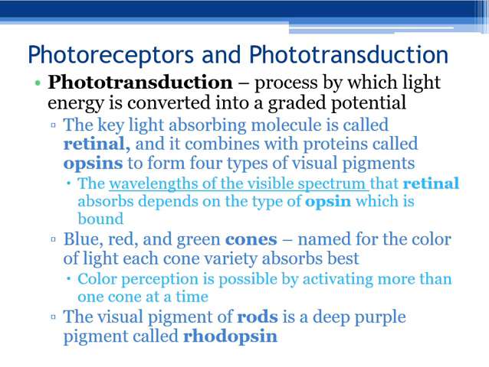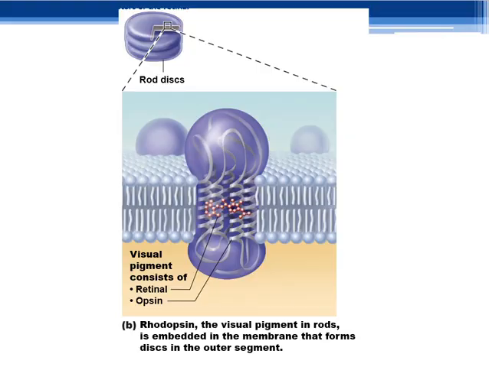But for cones, there's multiple pigments, and they produce blue, red, and green cones, named for the color of light each cone absorbs best. So when it comes to cones and color perception, it's actually possible to get really good high acuity color perception by activating more than one cone at a time.